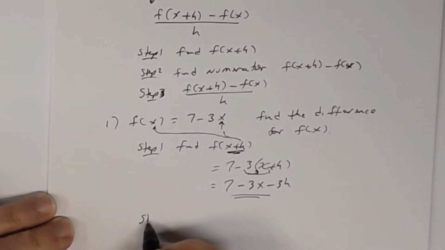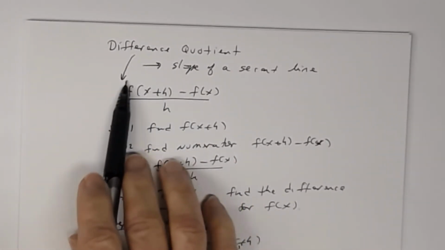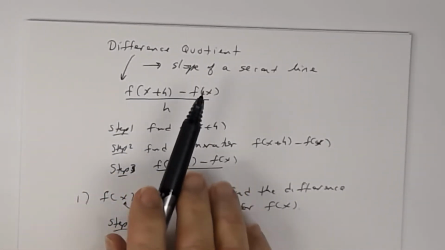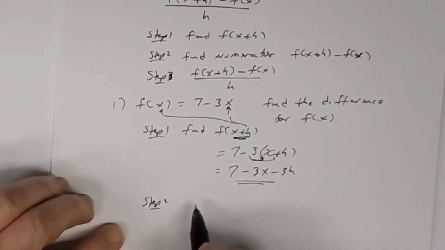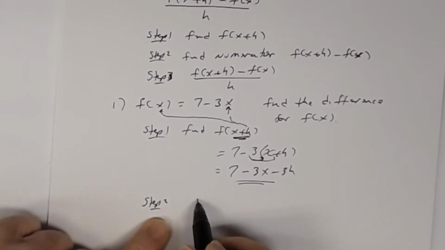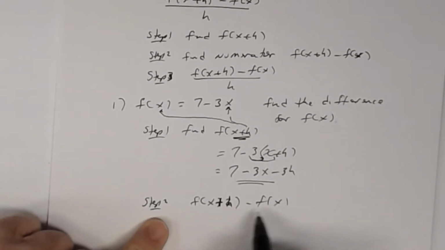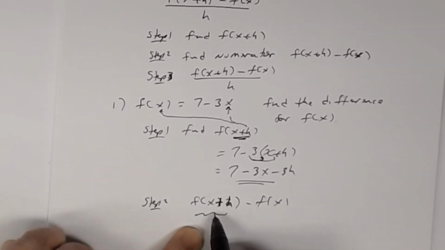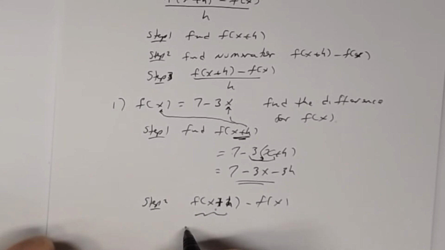All right, so step 2 now is this numerator. So you did step 1. Now you're going to subtract f of x. Now be careful when you subtract f of x. And here's why. So remember, I'm going to go ahead and write out the step 2. So f of x plus h minus f of x. So remember, we already found this. That's step 1, right? See, f of x plus h, that's this. So I'm going to rewrite this right here, those three terms. 7 minus 3x minus 3h.